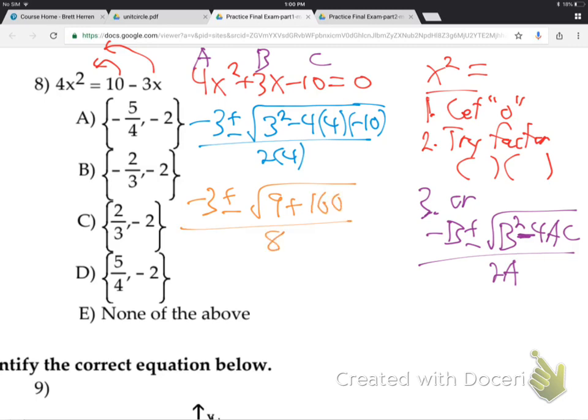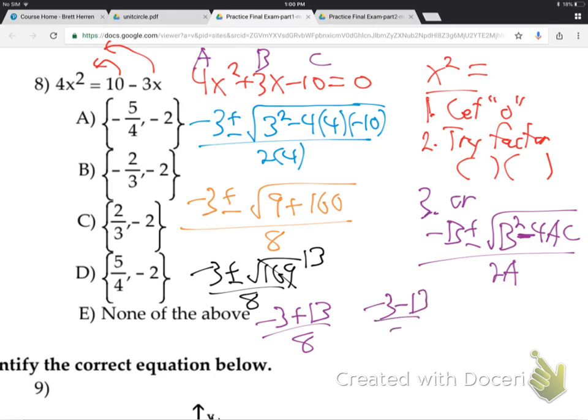Does everybody see what happened there? 2 negatives made positive. 4 times 4 is 16, times 10 is 160. Keep going. Minus 3 plus or minus the root of 169 over 8. What's the root of 169? 13. So what do we have? We have 2 possible answers now. Minus 3 plus 13 over 8, and minus 3 minus 13 over 8.